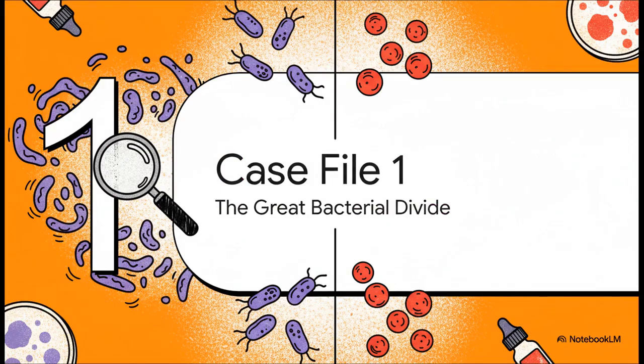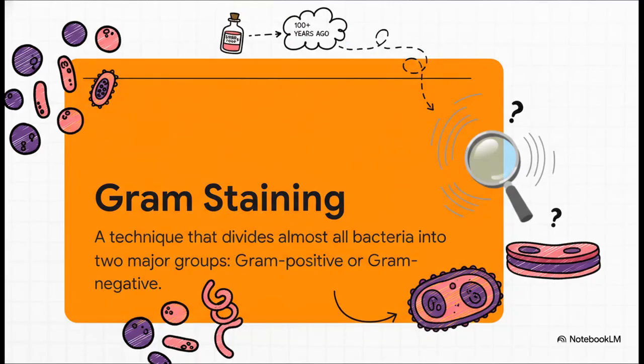All right, let's open our first case file. This one's all about the most important first step in any bacterial investigation. See, before you can know who your suspect is, you first need to figure out what gang they belong to. And this is how you do it, the Gram stain. You know, this thing was developed over 100 years ago, and it's still the very first test labs run on an unknown bacterium. It works by checking out the structure of the bacterial cell wall.